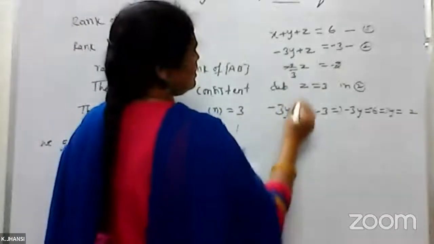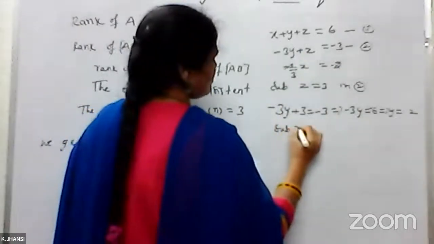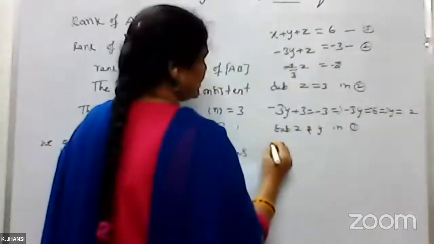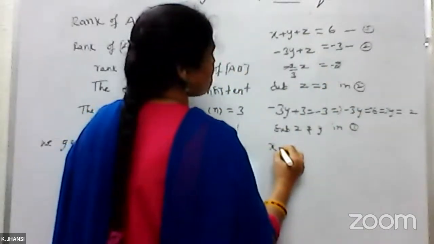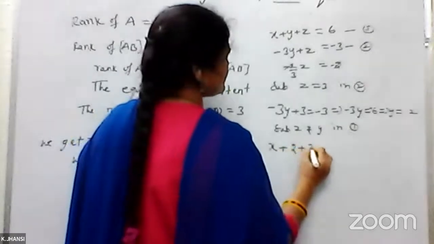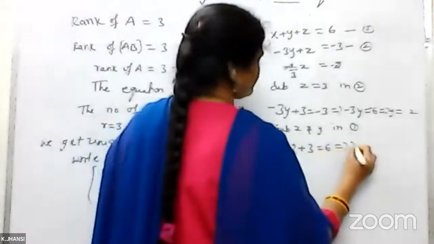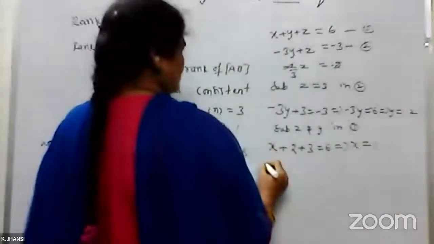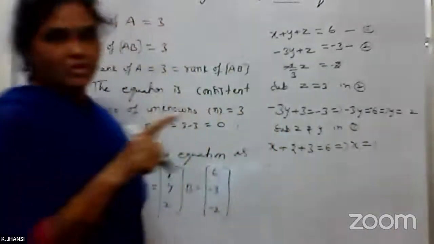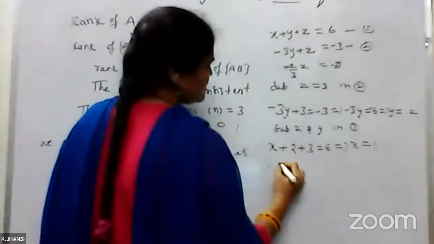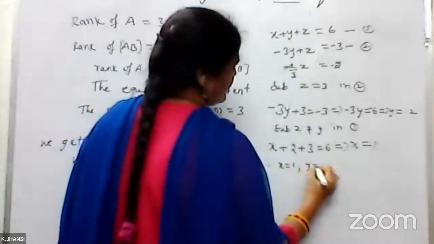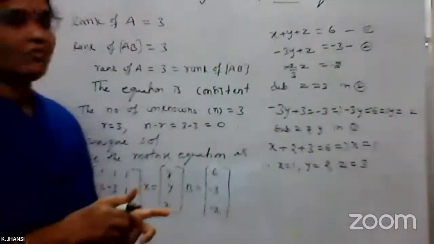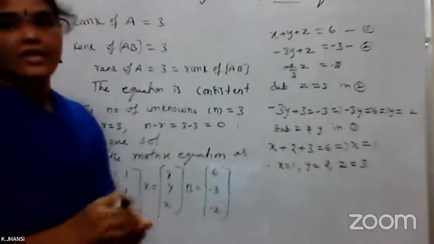So next substitute z and y in equation 1. So x plus 2 plus 3 equals 6, implies x equals 1. Okay. So therefore the solution is unique, meaning only one solution. Here the solution is x equals 1, y equals 2 and z equals 3. So this is the solution of the non-homogeneous linear equation.